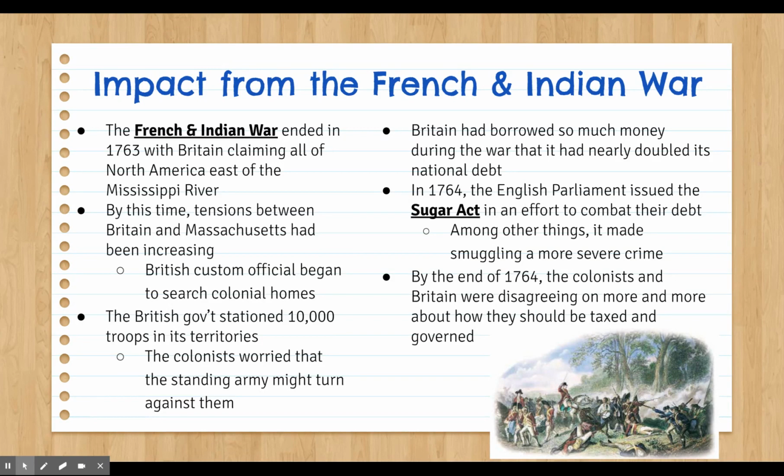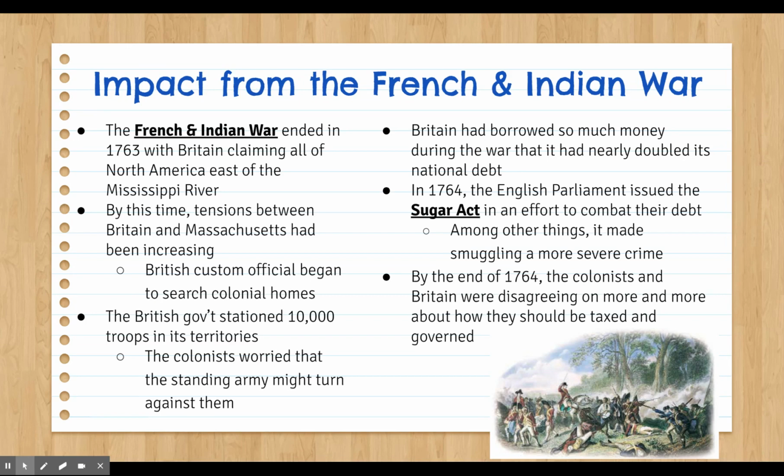Impact from the French and Indian War. The French and Indian War ended in 1763 with Britain claiming all of North America east of the Mississippi River. So the French and Indian War was between France and Great Britain, and they're trying to decide who's going to control this North American territory. So the French had been there, British had been there, and had too many conflicts. So they finally had a war. Britain came out on top.